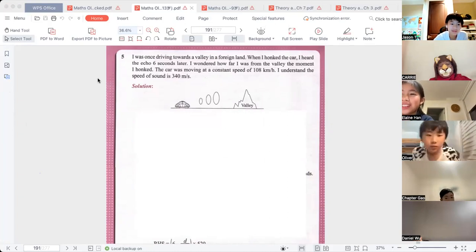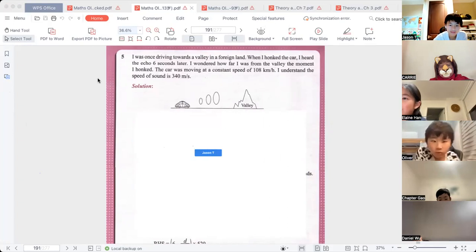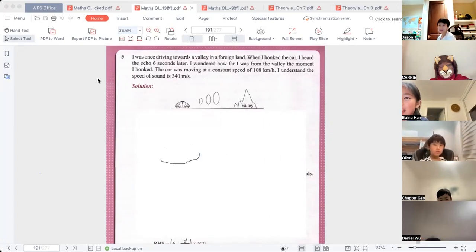I was once driving toward a valley in a foreign land. When I honked the car, I heard the echo 6 seconds later. I wondered how far I was from the valley the moment I honked. The car was moving at a constant speed of 108 kilometers per hour. I understand the speed of sound is 340 meters per second. So can we do that?